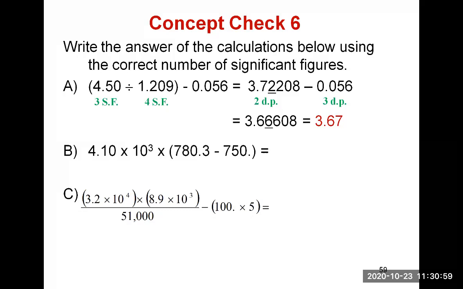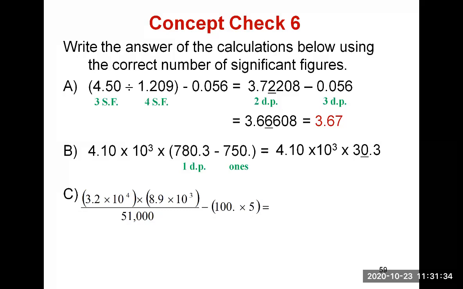When you are subtracting, you need to look at the least precise digit place. And here, the first number has 1 decimal place. The second number is precise to the ones. So the least precise is to the ones. So the calculator answer is 30.3. So we keep the 4.10 times 10 to the third times 30.3, which is the answer to the subtraction.